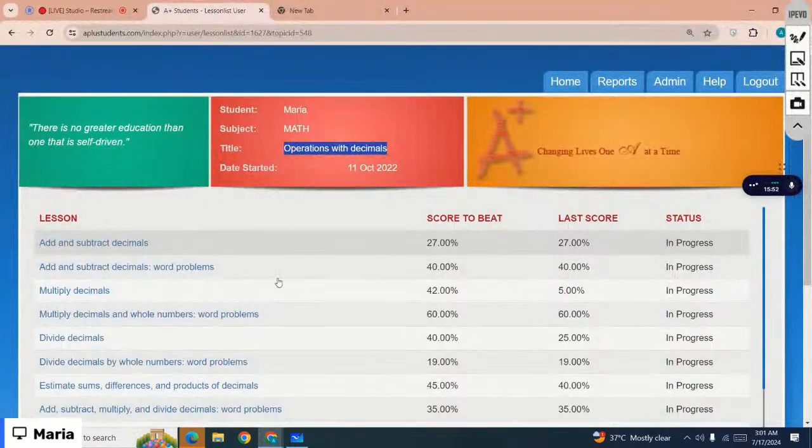So here I'm on grade 7 math. The chapter we are on right now is operations with decimals. So let's just start with the lesson, that is add and subtract decimals. Let's just start with the first lesson.